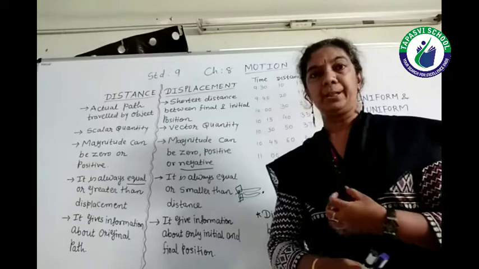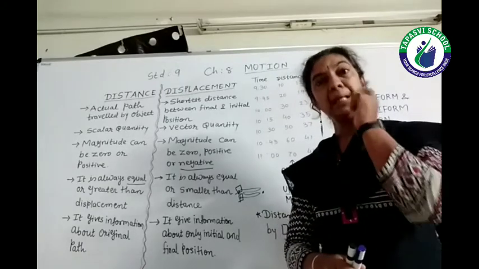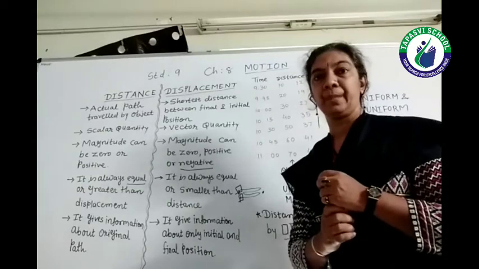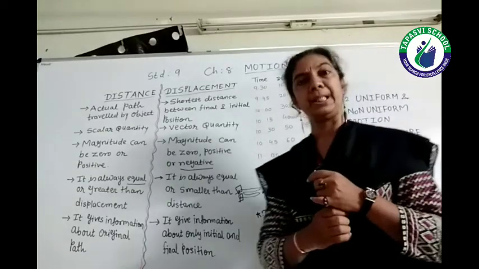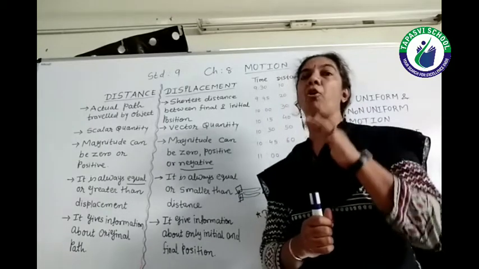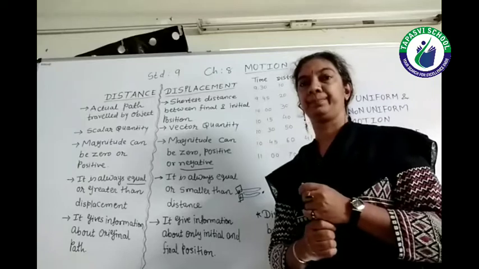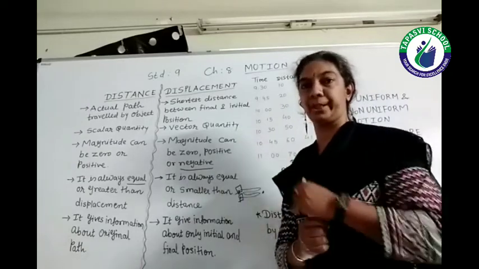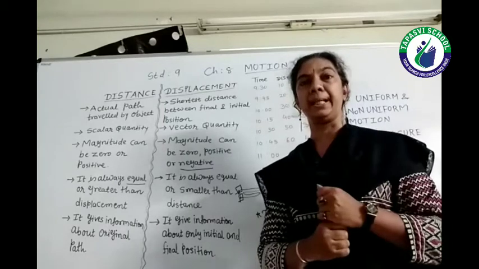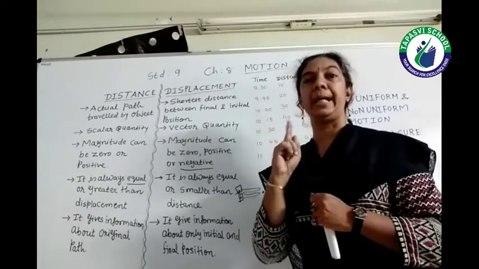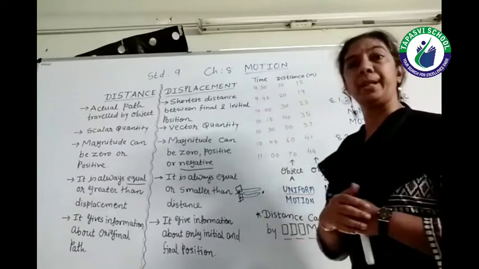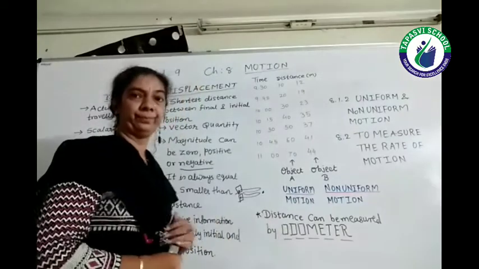You all are wearing the uniform. In many government offices we see uniforms. The meaning of uniform is very clear: it is same, it is similar, or it is equal. How is it related to motion? In our textbook, two examples are given in the form of table 8.1. That table I have mentioned over here for all of you.